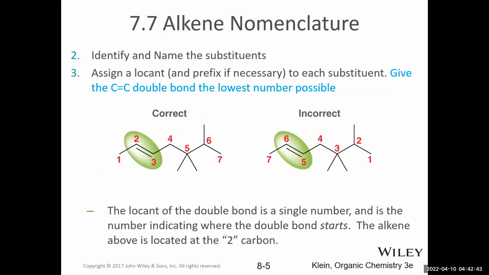The next step is to identify and name the substituents, and you'll do that the same way that we did before. The third step is to assign a locant and prefix, if necessary, to each substituent. So for example, once you have figured out the longest carbon chain that includes the double bonded carbons, you'll look for other substituents like these 3 methyl groups, and then you will name that 5,5,6-trimethyl, tri being the prefix.